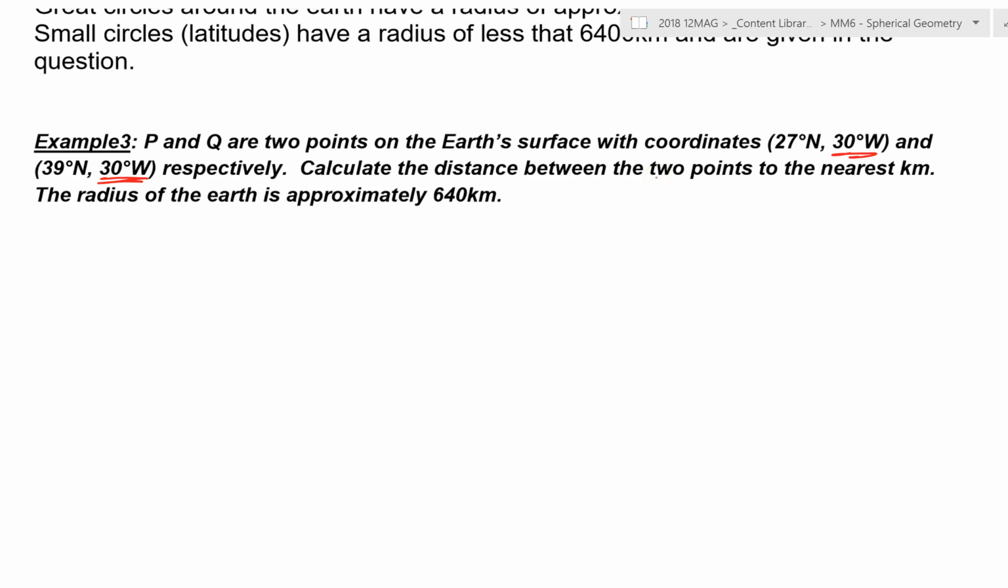Now, I want to calculate the distance between these 2 points to the nearest kilometre. Be careful there, nearest kilometre. Now, the question tells us, not 640, 6,400 kilometres. You may or may not get that in an HSC question because it's on the formula sheet. So, first of all, same longitude.